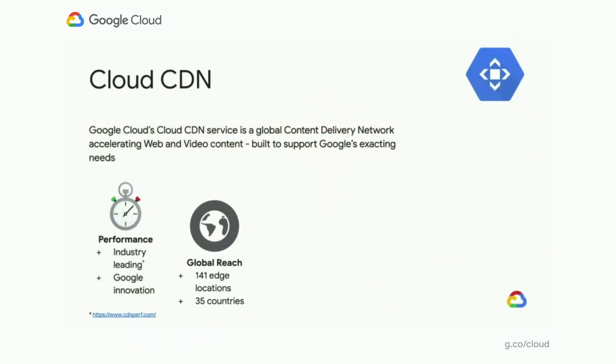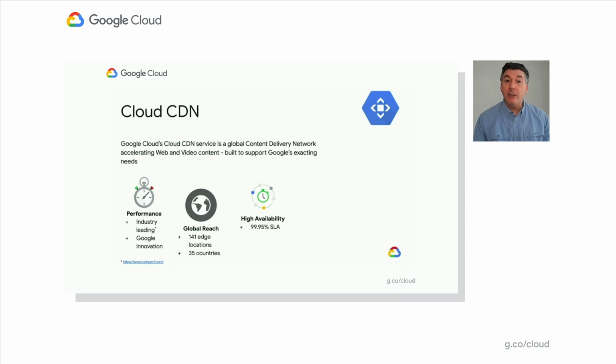Global reach. The Cloud CDN platform consists of over 140 different edge locations around the world in 35 different countries. This ensures that you can have a point of presence anywhere around the globe where your end users are located. From a high availability standpoint, Google backs up our Cloud CDN platform with an SLA, a 99.95% availability SLA, to ensure that you always have your content delivered and it's always going to be available on Cloud CDN.